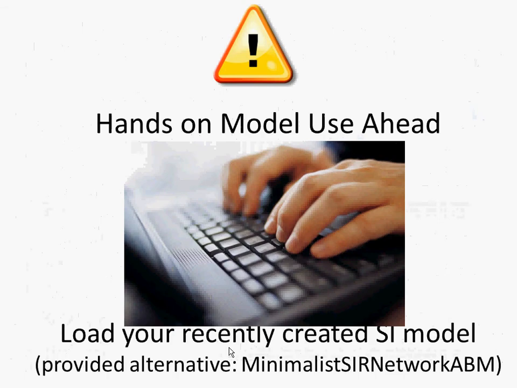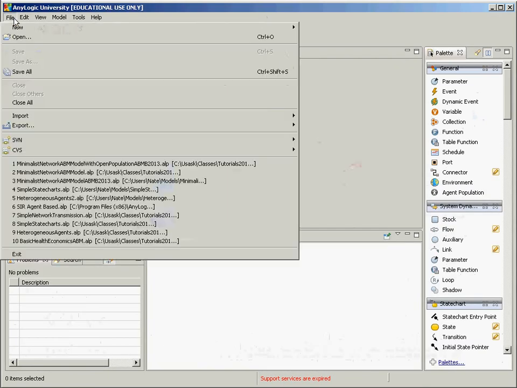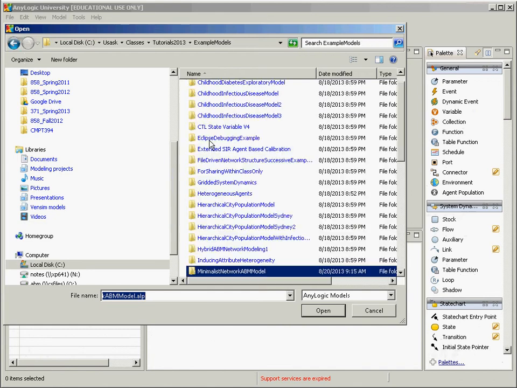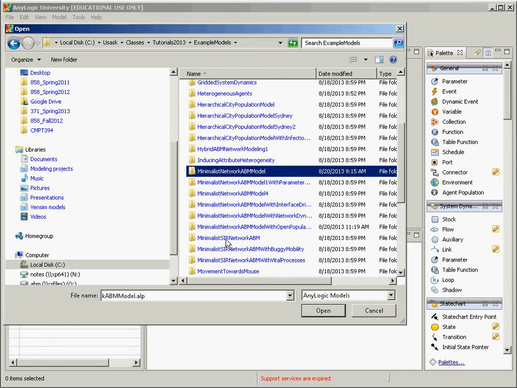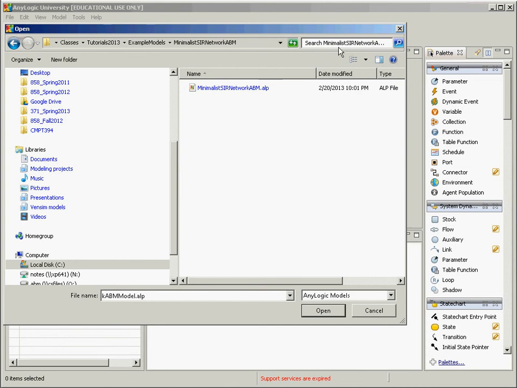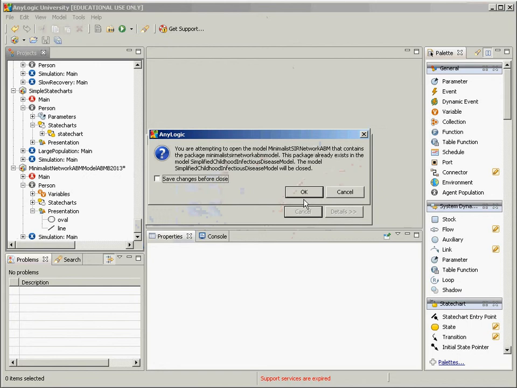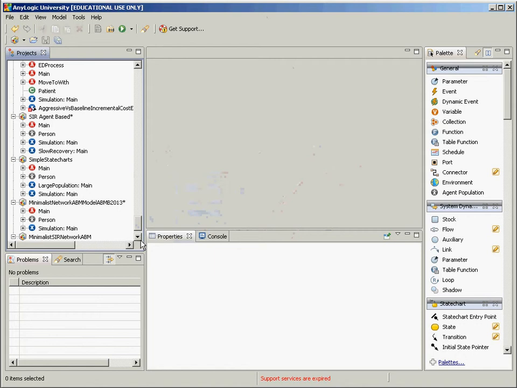I guess I'd like to suggest here that you consider opening up here. Time will be short, but if you want to, open up in your O drive a model called minimalist SIR network-based ABM. So if we go to the O drive, minimalist network SIR network ABM. Okay, SIR network ABM. And we'll experiment with this just a little bit before we go to lunch.